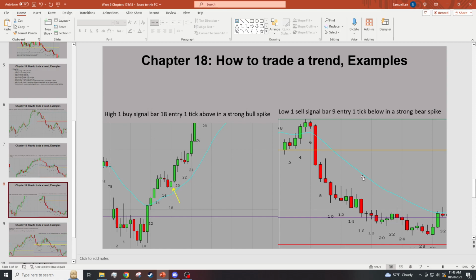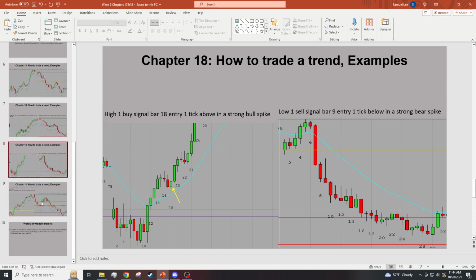And then the low 1 sell signal bar, you have a spike down. And then bar 9 is a doji bar, and it actually goes above bar 8, so that's a pullback. You sell 1 tick below bar 9. It's an even stronger sell since it closed on its low, so really good setup there.